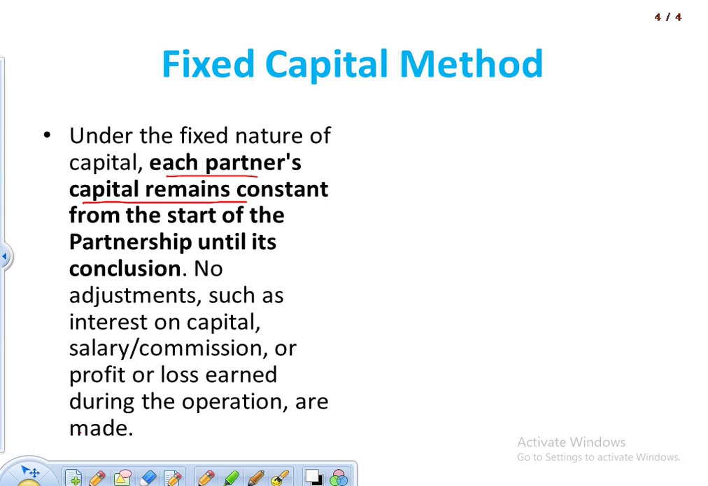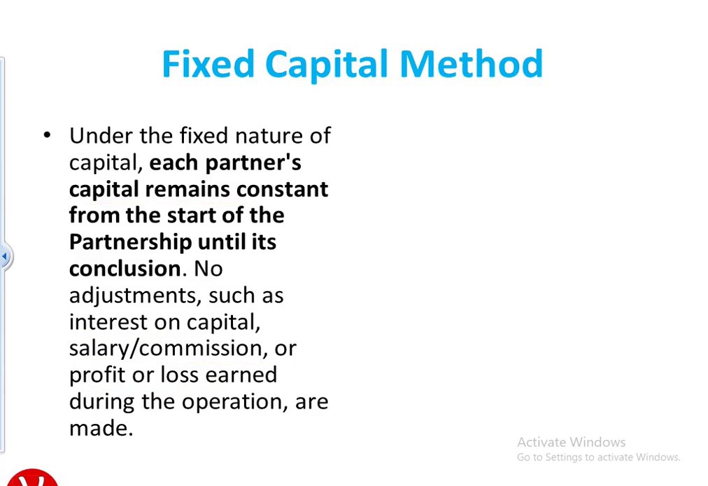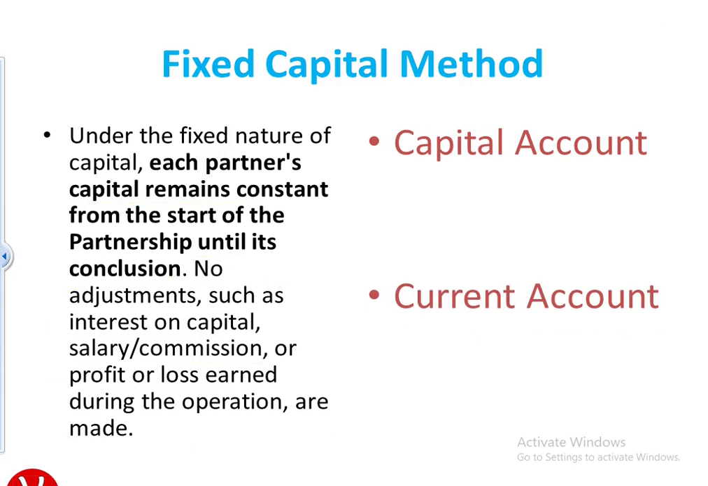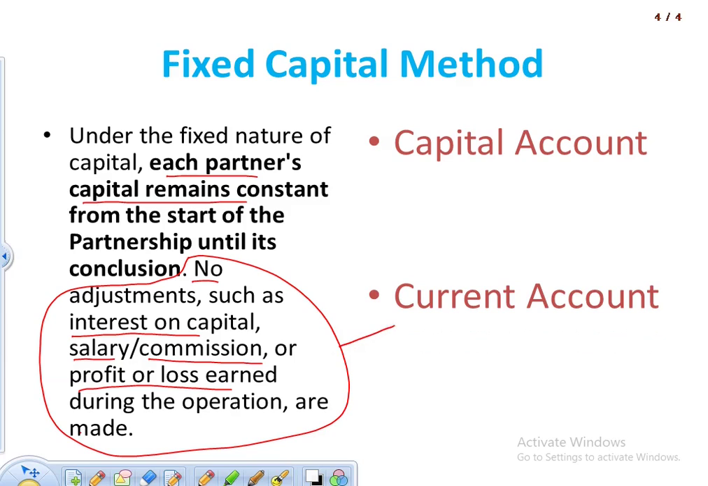Adjustments like interest on capital, salary, commission, or profits and losses will not be shown in the capital account. So the capital account that we have prepared remains constant. It will not change. But to adjust all these other adjustment items, we create another account called the current account. In this current account, we write down all these adjustments. I'll show you how we do it.